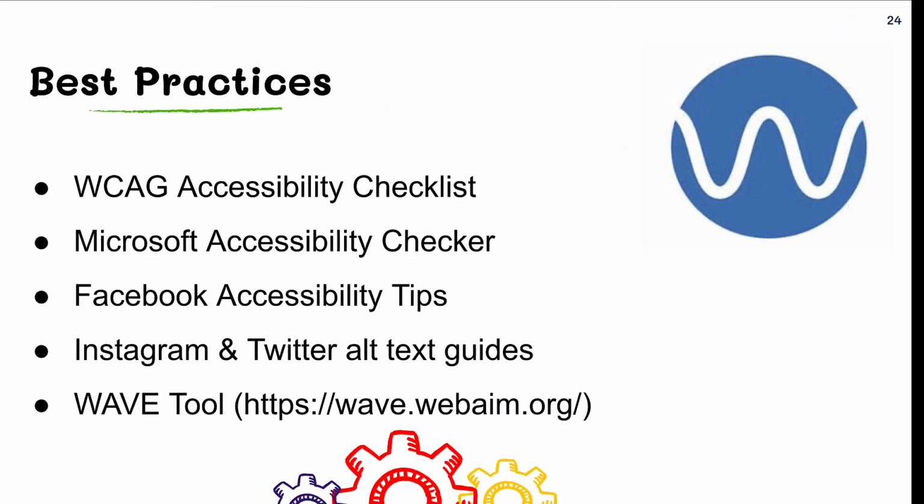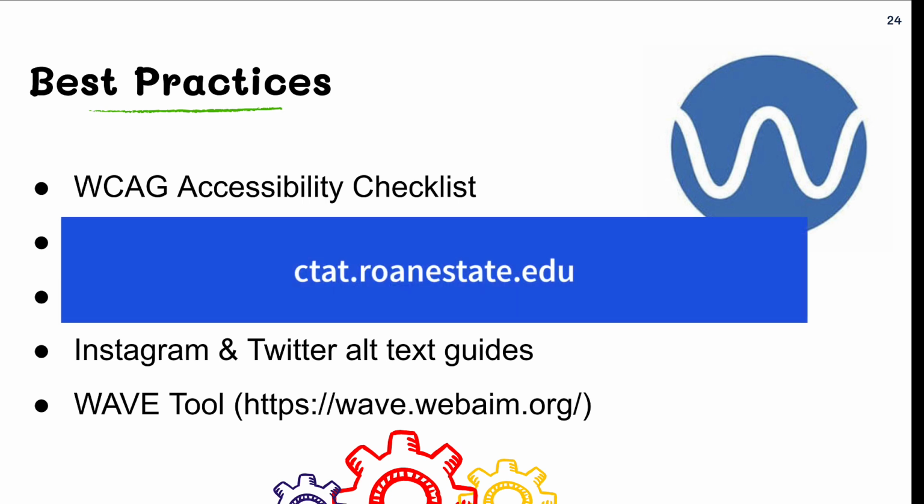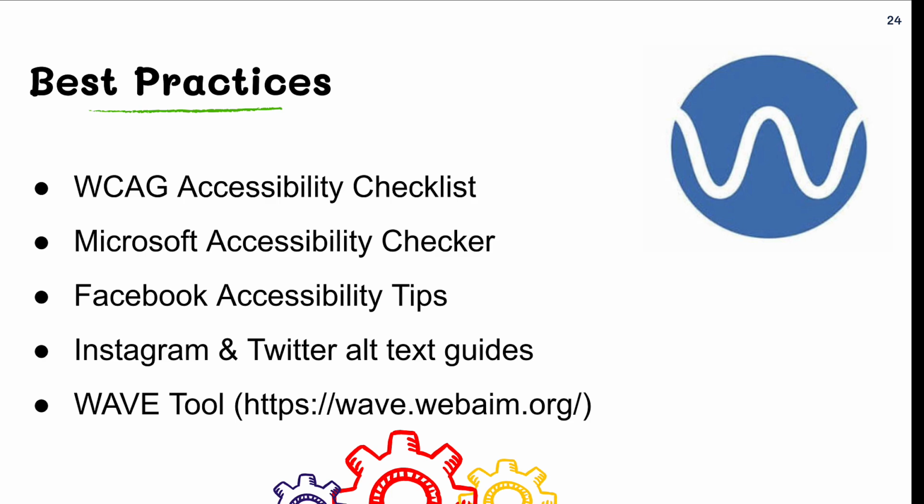So to wrap up, best practices, we have that WCAG accessibility checklist for you, and we'll be happy to send that out if you would like it. Microsoft has its own accessibility checker, and we'll be going over that in the Microsoft version of these trainings. Facebook accessibility tips, Instagram and Twitter alt guides, those are all in a previous training we did, and you can find that recording on our website, ctat.roanestate.edu. And then the last thing we want to look at today is the WAVE tool.